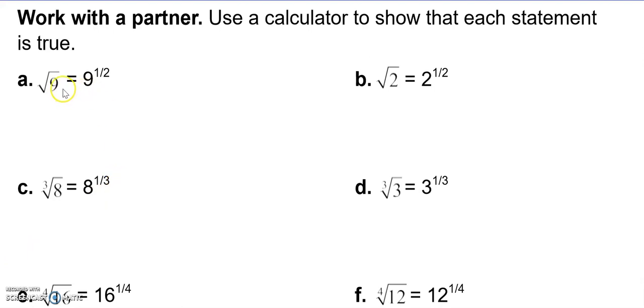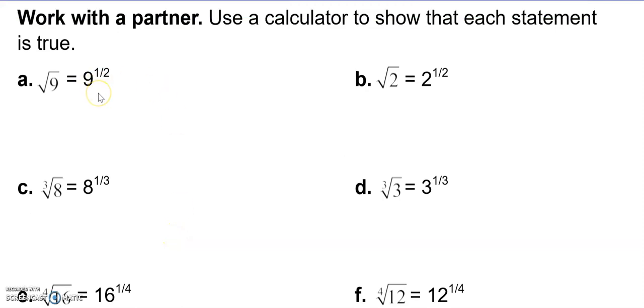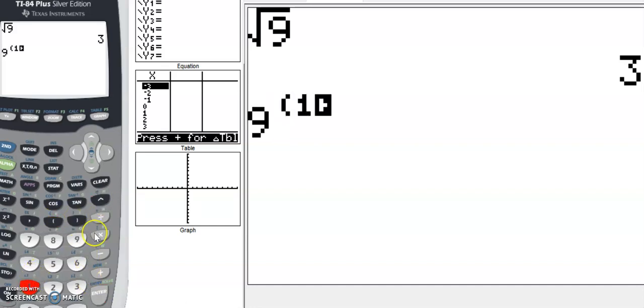So first thing I want you to do is type these into your calculator. The big point of this is, 1, to see that we should get the same answer either way, and also 2, to make sure we understand how to type these into our calculator. So I'm going to go through this with you. First we have square root of 9, and then we have 9 to the 1/2. So on my calculator, I can do second square root of 9. I get 3. Excellent. And then I can do 9 raised to the 1/2. And I also get 3.